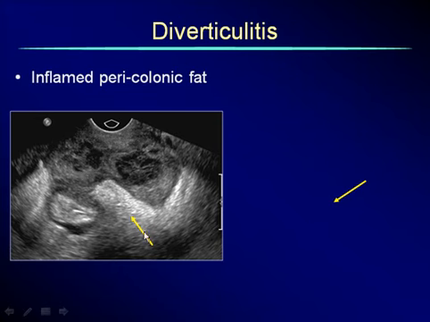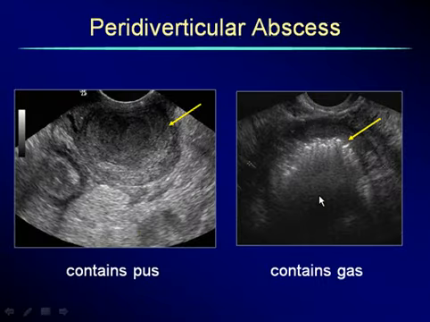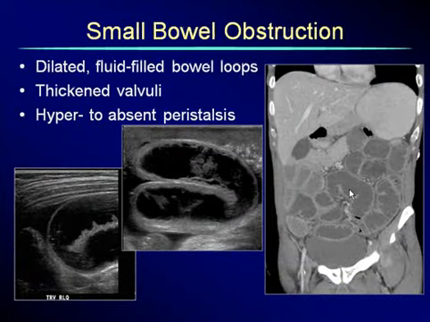We can see abscesses that form as a complication of the diverticulitis. In this patient, notice the very bright echogenic pericolonic edematous fat, which corresponds with this fat stranding in this patient with acute diverticulitis. We certainly can see an abscess. An abscess looks like an abscess. This one contains pus. This one with the bowel gas, the gas within the abscess shadows out, and we can't see very much beyond that.